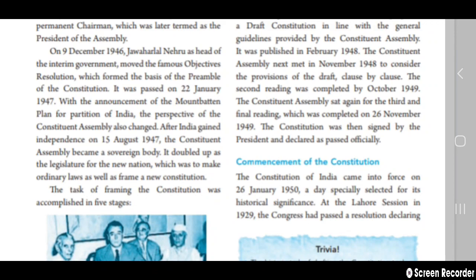The perspective of the Constituent Assembly was also changed. After India gained independence on 15th August 1947, the Constituent Assembly became a sovereign body, and it doubled up as the legislature for the new nation. They made ordinary laws, and they also framed a new constitution.